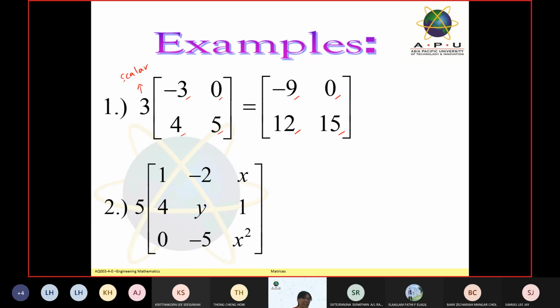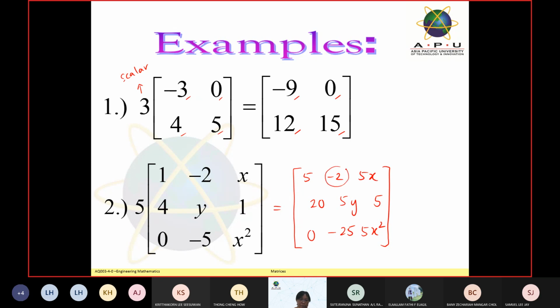Okay, Ilalam, can you give me the answers? Follow row by row, 3 rows. Okay, miss. Wait a second. So we wait for the answer from Ilalam. Okay, so Ilalam is giving answers 5, negative 2, 5x, then 20, 5y, 5, 0, minus 25, 5x squared.